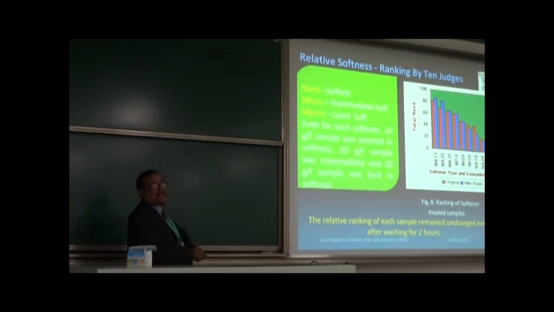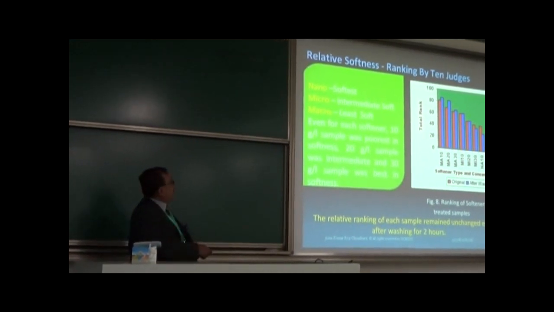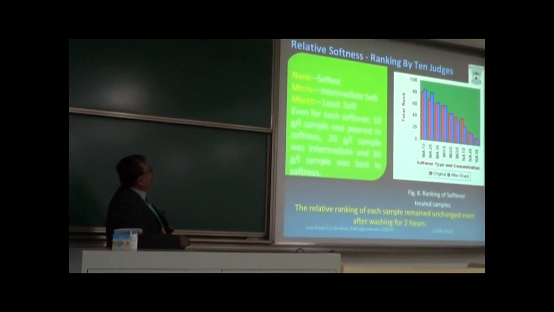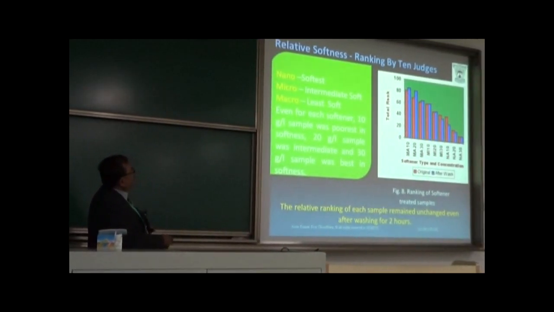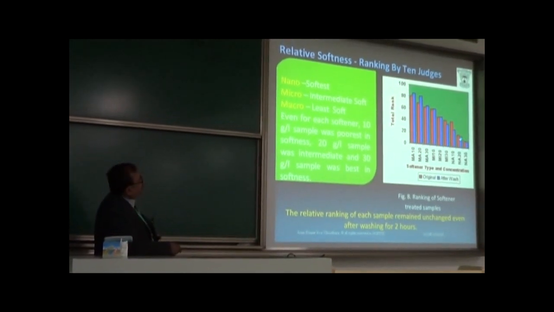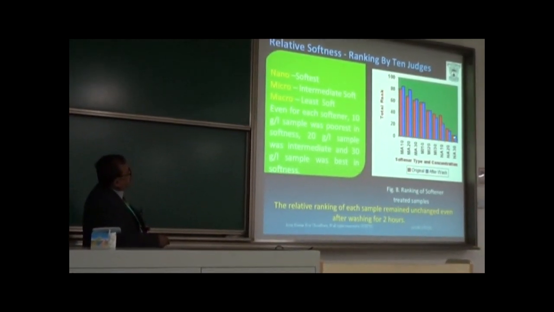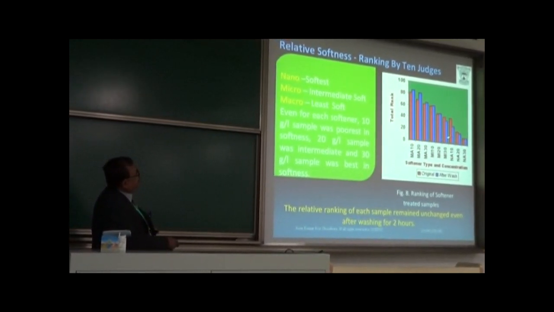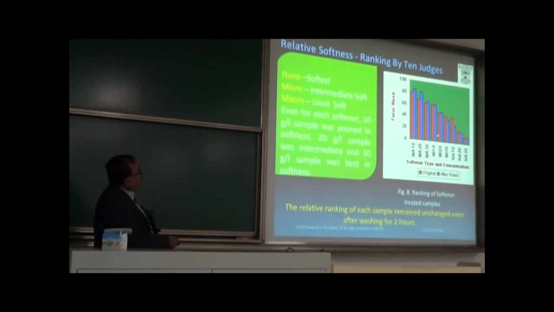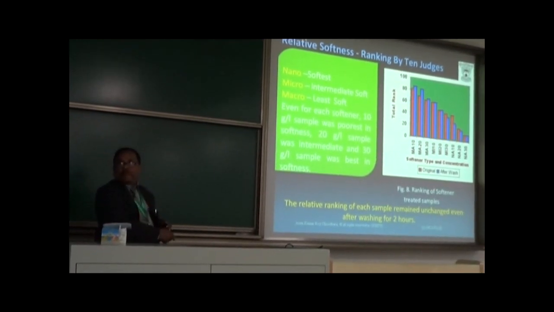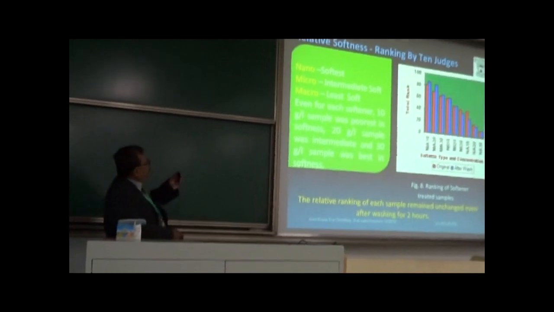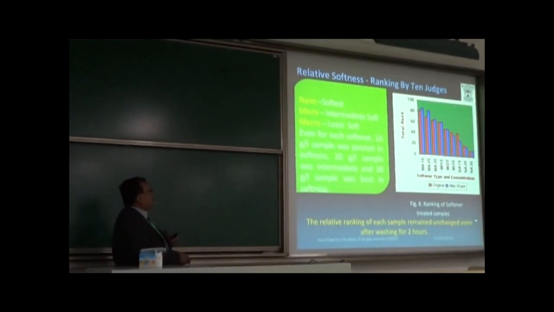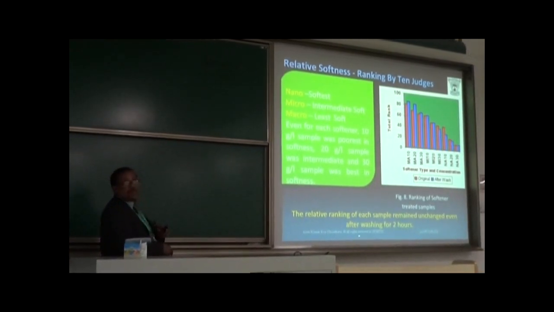Because a lower ranking means they are good. So these three are best, followed by micro, and then macro is the least soft. Interestingly, even in concentration it is matching. All three nano are better than all three micros, and all three macros are better than all three micros. It is a very good observation, and this relative ranking of the samples remained unchanged even after 2 hours of washing.